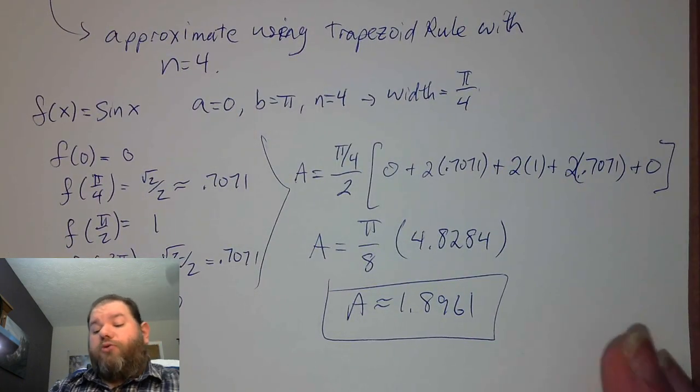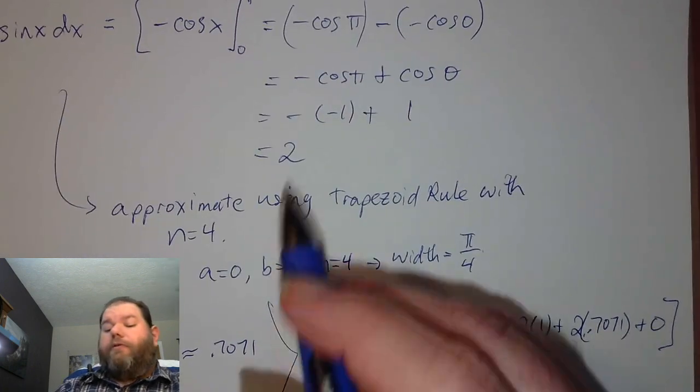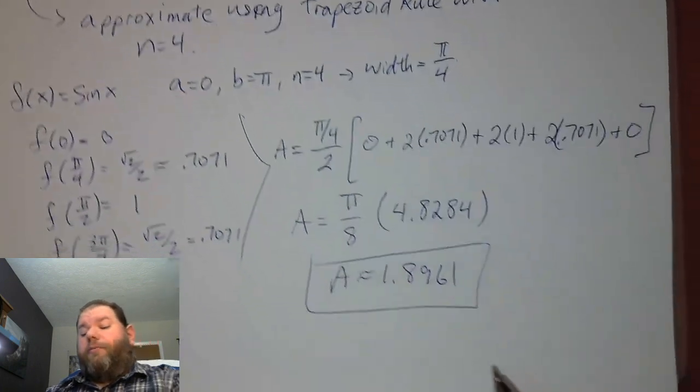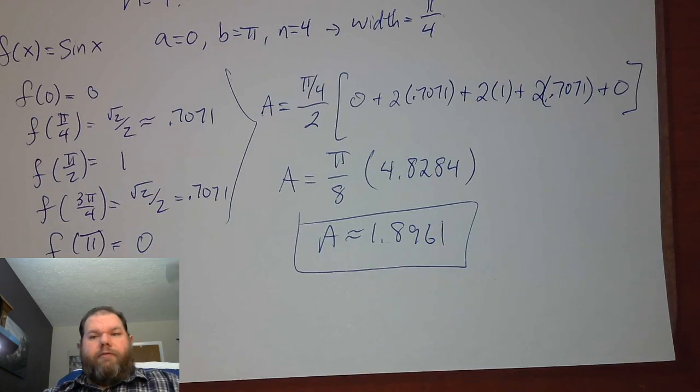Again, we know the actual value is, area equals 2, but we came up with a pretty reasonable number for just n equals 4. We got about 1.9, so it's fairly close to the actual answer. We'd have an error of about 5% at that point, which is not terrible.